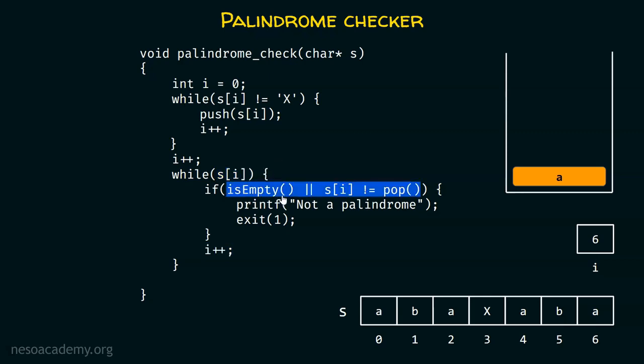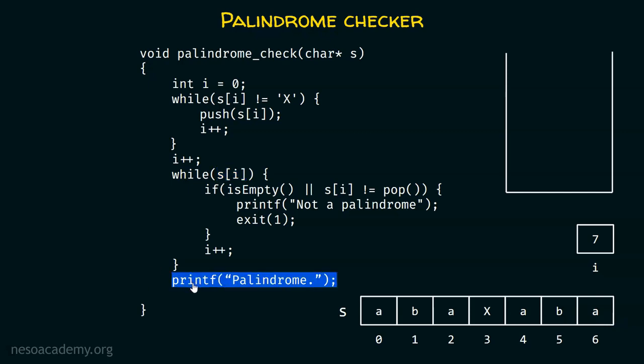We'll check this condition. Again, this condition is false because this character is equal to this character. And we know that this element will get popped out of the stack, and after this, i will get incremented, and now this becomes 7. And then after this, we'll again check this. This time this is false. We have reached the end of the string, right? Now we can get outside of this while loop and we can print this message on the screen.